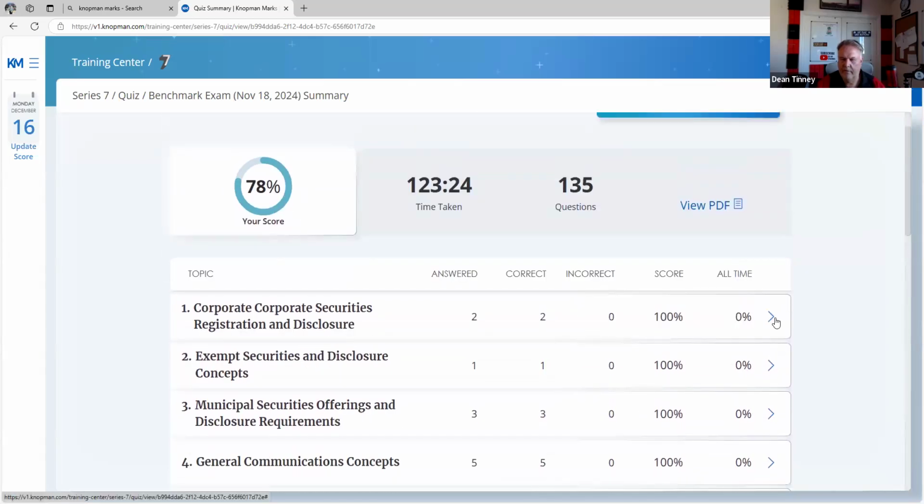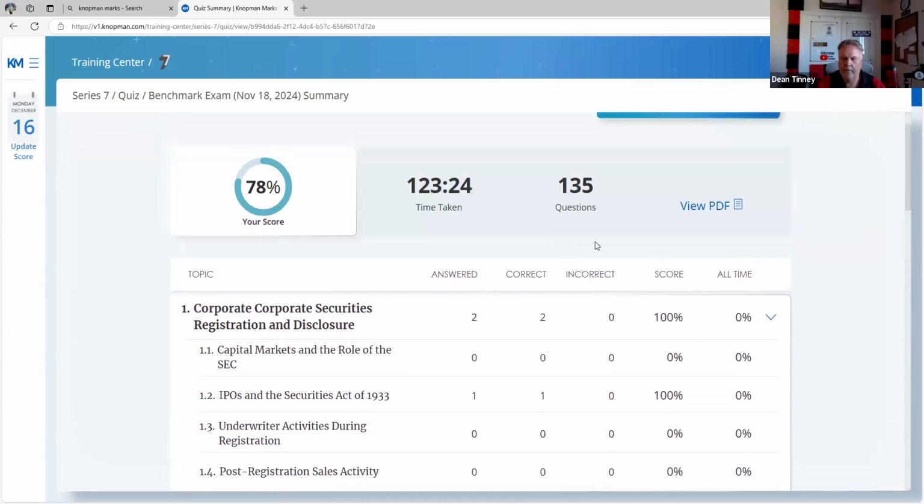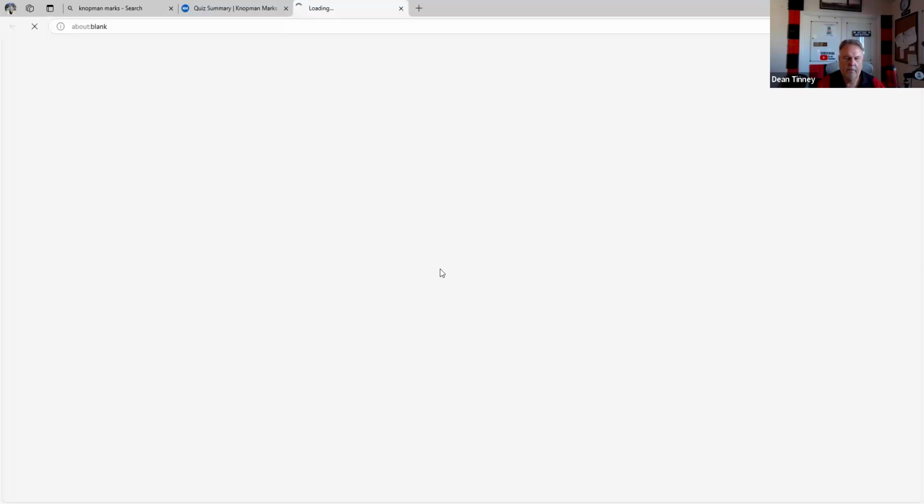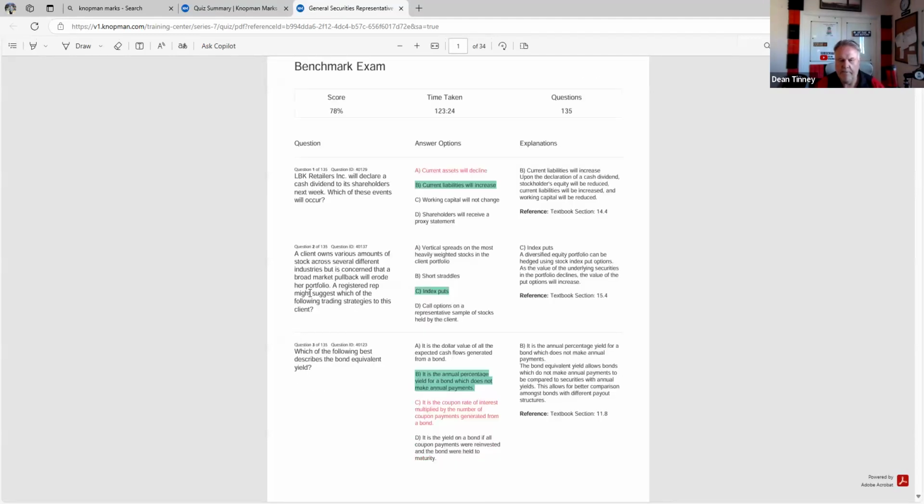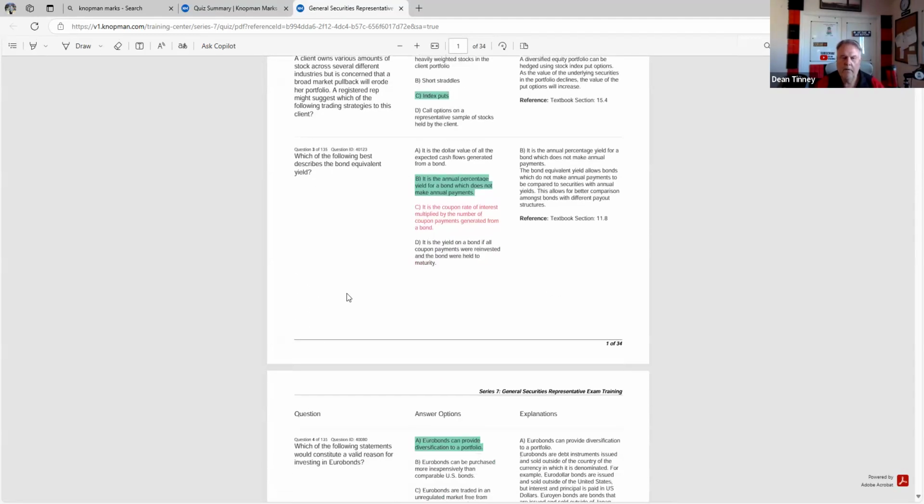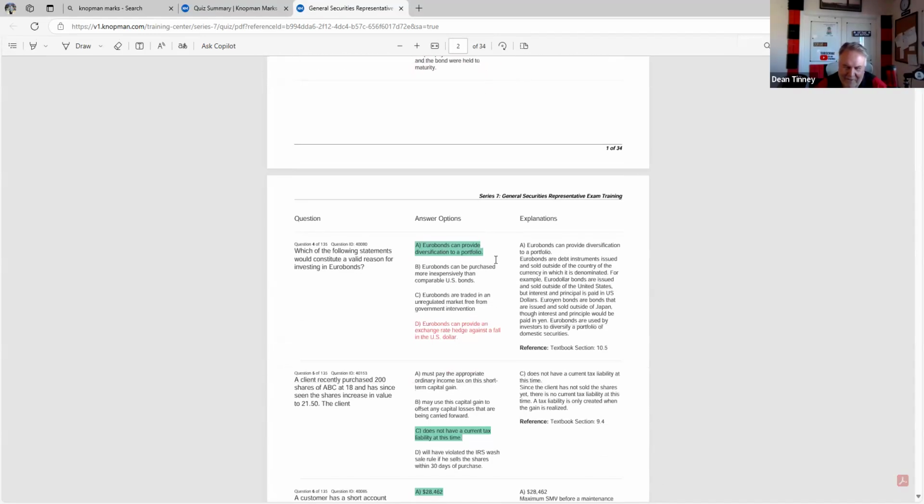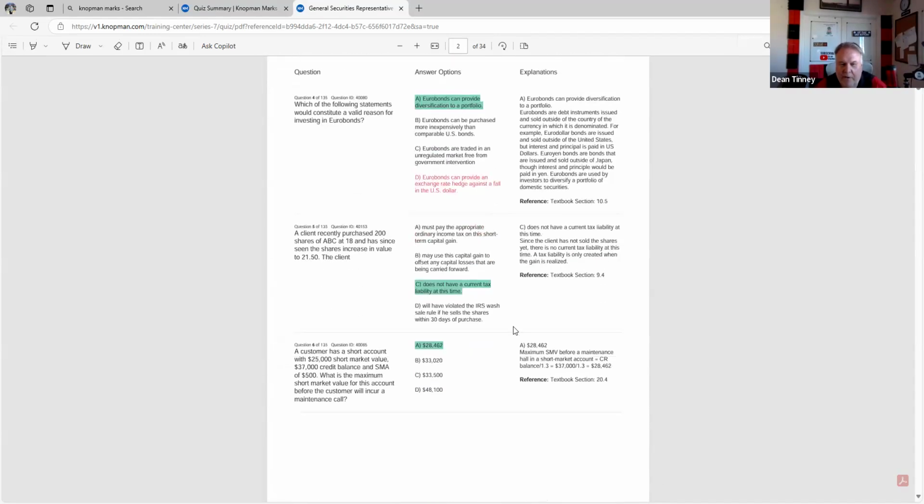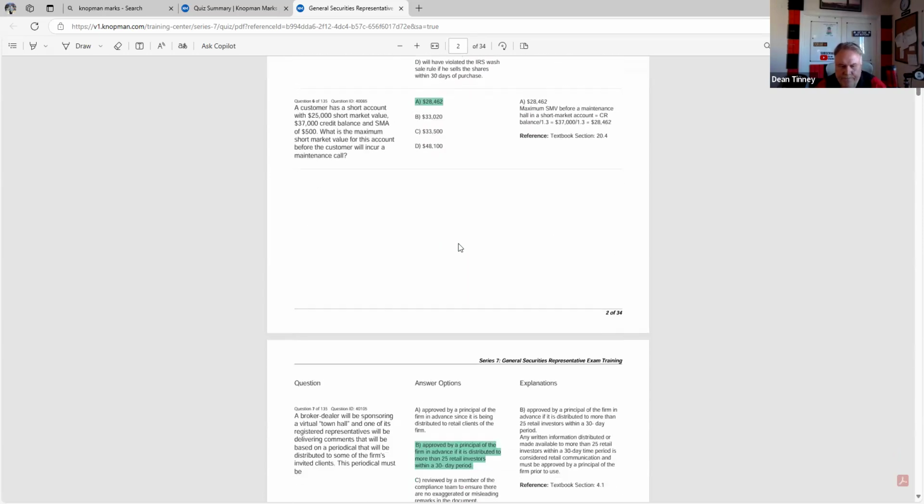Hit view PDF. Go up. Oh, there we go. Okay, we talked about that one. Which of the following best describes a bond equivalent yield? Okay, well, who cares? Eurobonds. I think we talked about that one. Oh, I missed that one. I went for D and the answer was A. So you were right. It was diversification. I was thinking of it as a hedge.